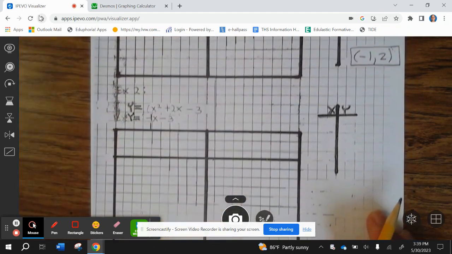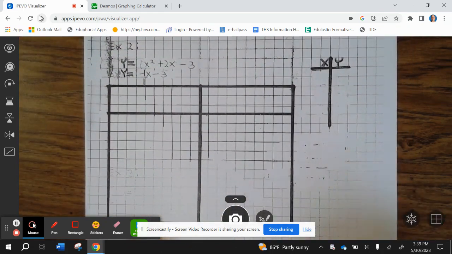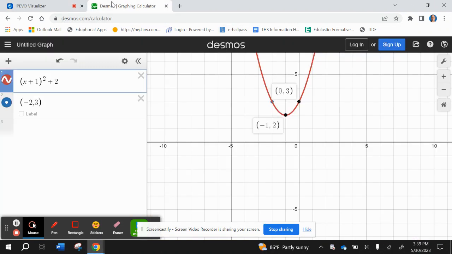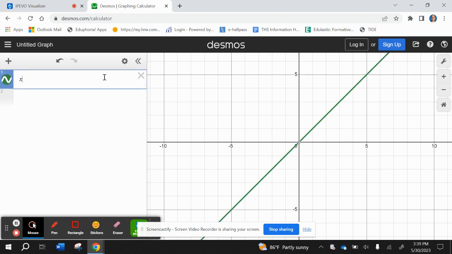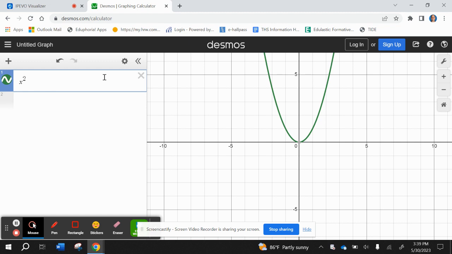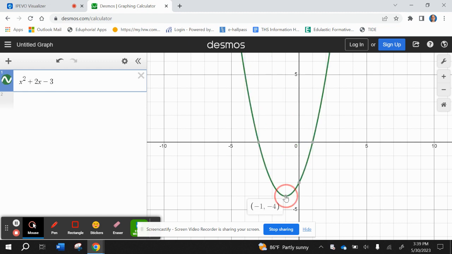All right, let's take a look at example number 2. Okay, so again, we need to start by graphing the first equation. So we're going to go to Desmos, and we're going to graph x squared plus 2x minus 3. All right, so we first want to find the vertex. So that's -1, -4. Now we need at least a point to the right and a point to the left. So we have 0, -3.